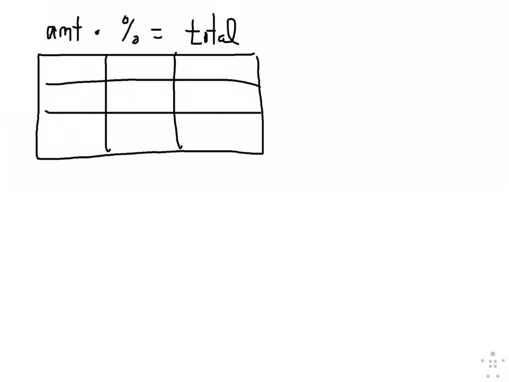Okay, so number one is a mixture problem. So let's quickly draw our standard grid for mixture problems. Across the top we have the amount of whatever the liquid is, times the percent of, in this case it's acid, right? And then that equals the total amount of acid.